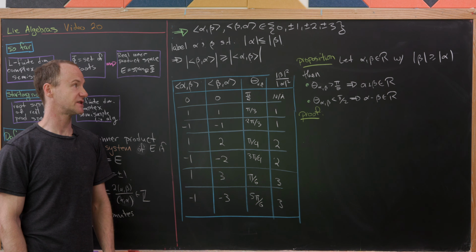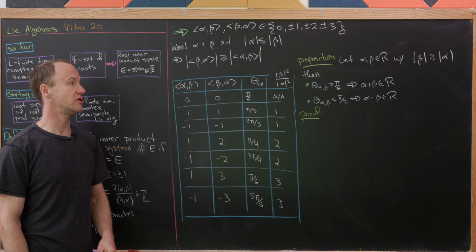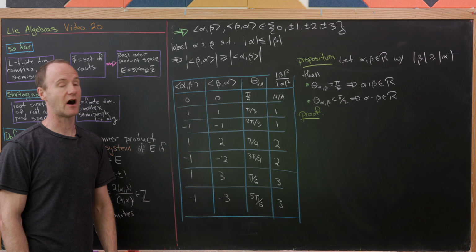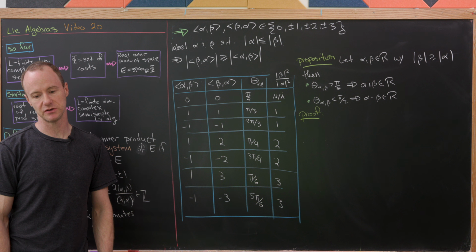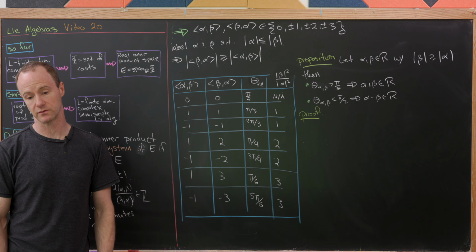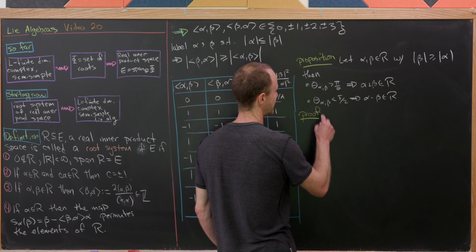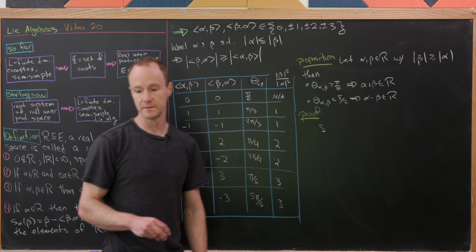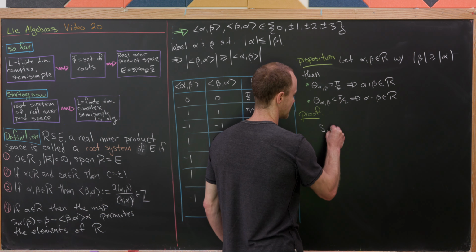Now, we've got a proposition here that follows pretty quickly from all of this, and that says that under this setup, if your angle is bigger than pi over 2, then alpha plus beta is also a root. And if the angle is less than pi over 2, then alpha minus beta is a root. So this is pretty straightforward. Notice that in this first case, if the angle is bigger than pi over 2, then, well, what do you have? Well, you have S beta alpha.